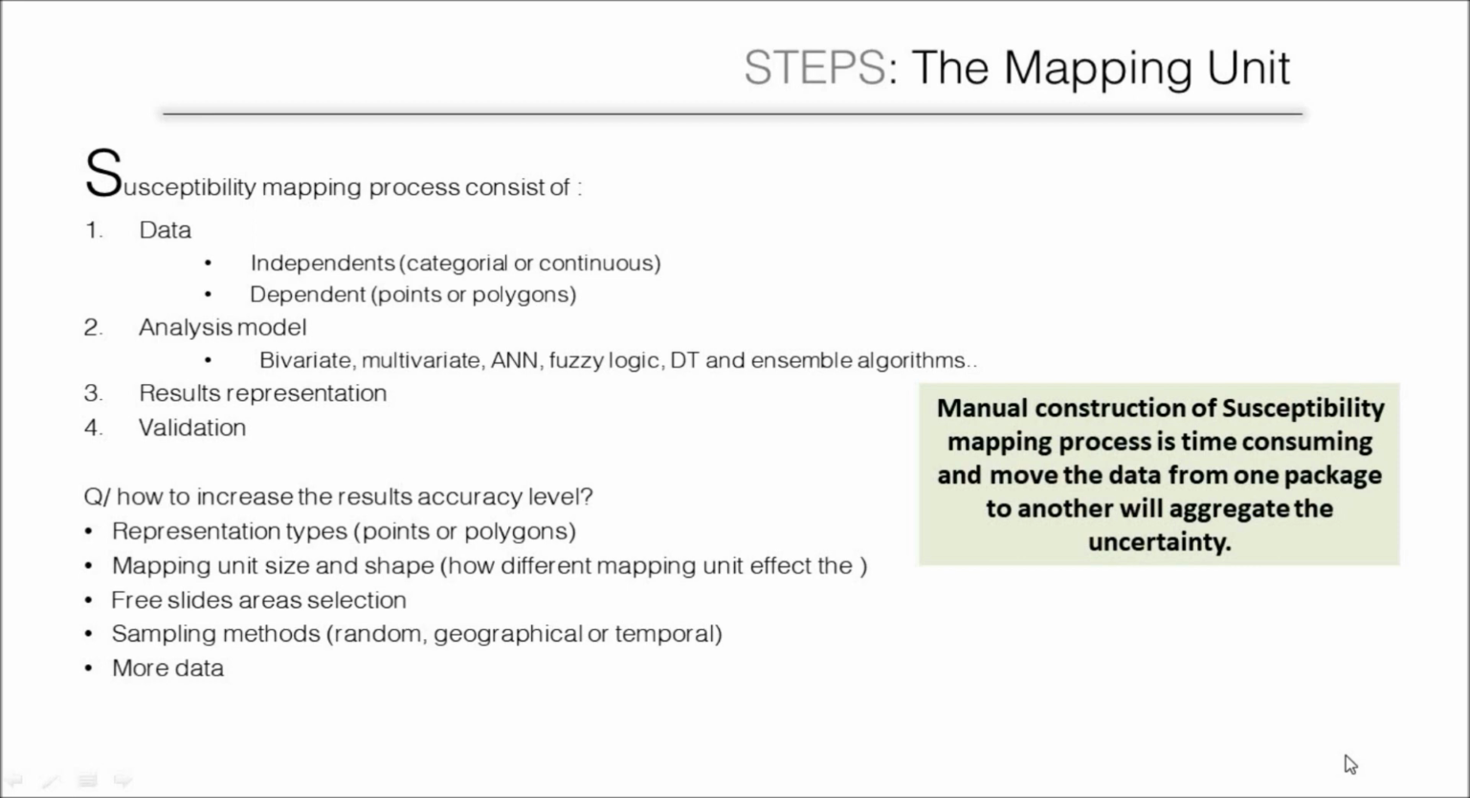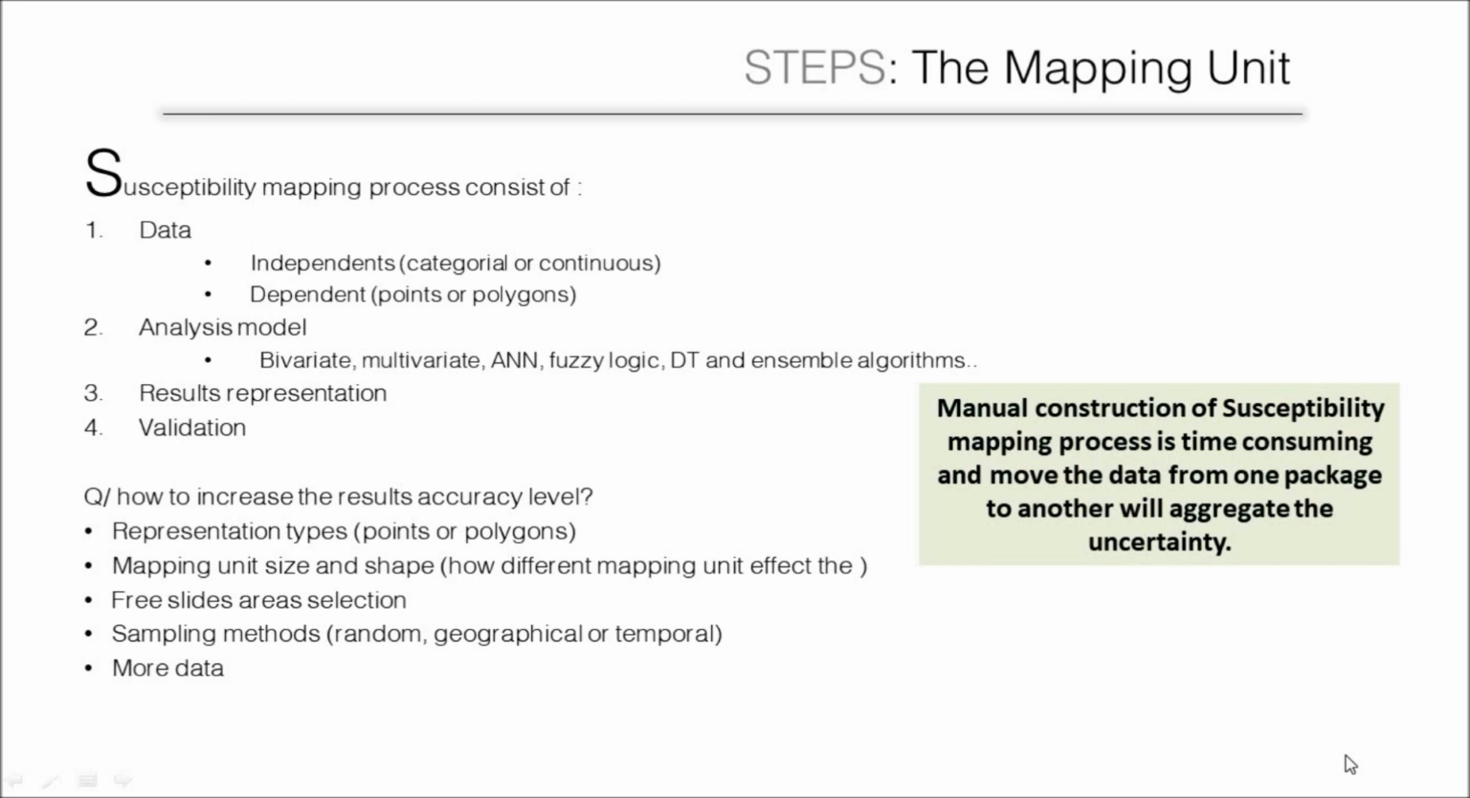Usually we have this question that comes along with the analysis. So usually we have a target to say how to increase the results accuracy level. It can be through many points, especially the representation types, or as we said, the dependent data. So it can be points or polygons. Using one of them can affect the result, including the mapping units and the size and the shape.